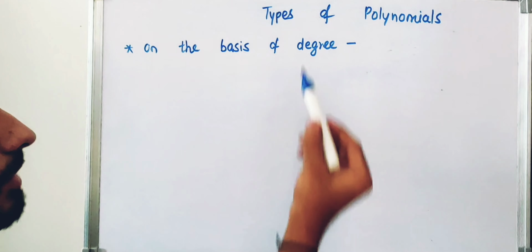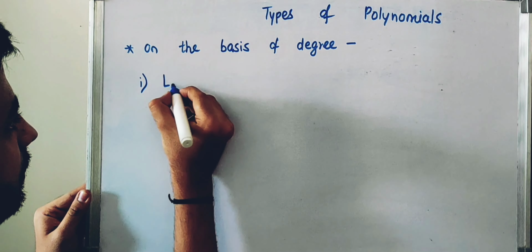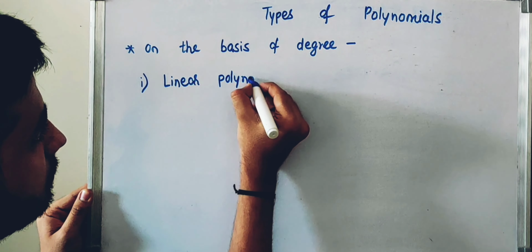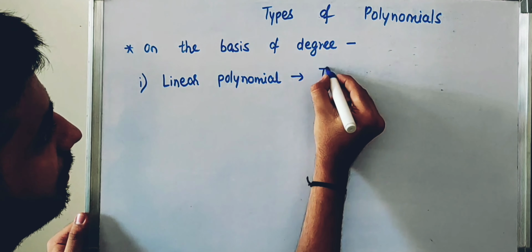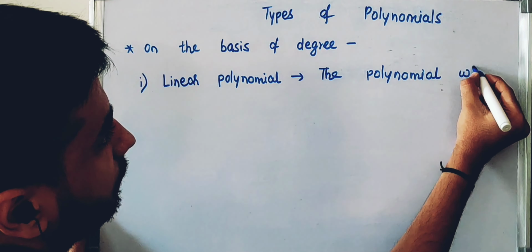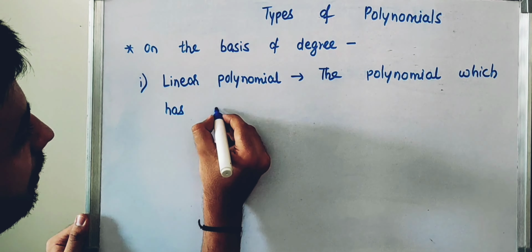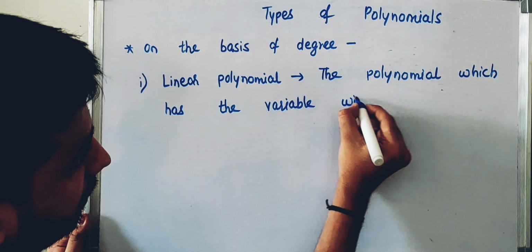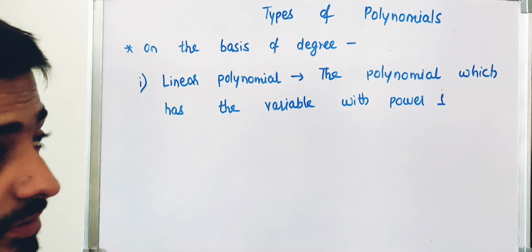So now in further detail, types of polynomial on the basis of degree. What is the first one? The first one is linear polynomial. The polynomial which has the variable with power 1 is known as linear polynomial.